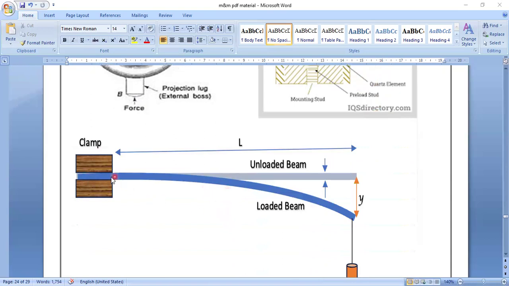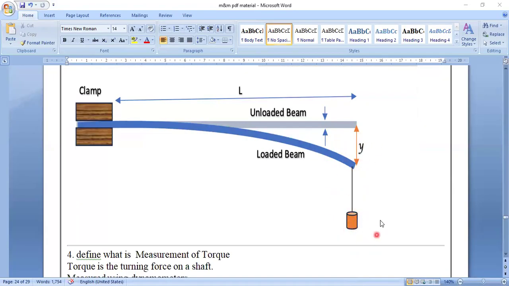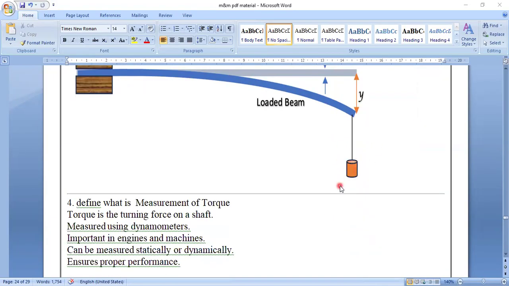This is cantilever type. One side it is clamped, other side free. The length of this is L. It is an unloaded beam, a straight beam. When it is loaded, it is coming down in the y direction. Now in the y direction, the deflection is measured. How much deflection is there? Now that is the weight of this one. Our force is applied on this deflection point.